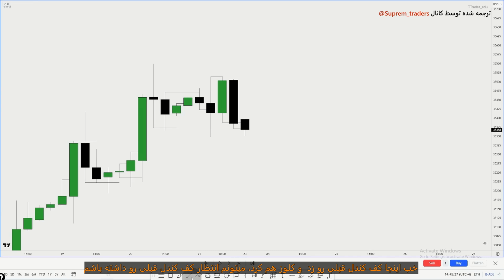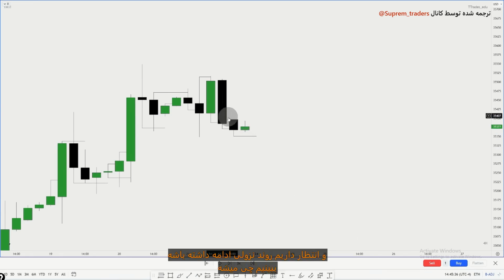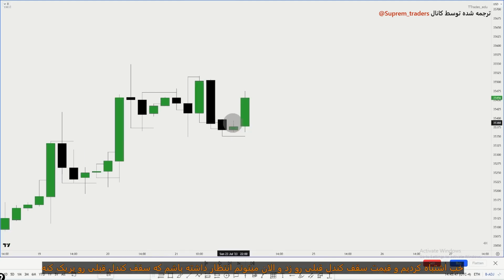Right here, we took previous candle's low, we closed out. I can be looking for previous candle's low. Right here, inside candle. So just a continuation of the trend. Let's see what happens.